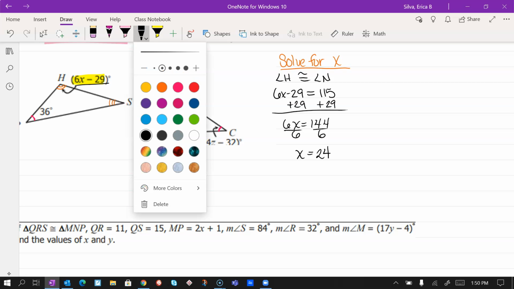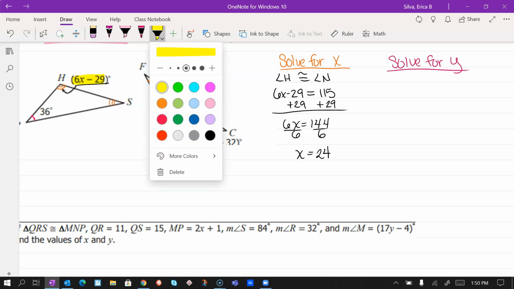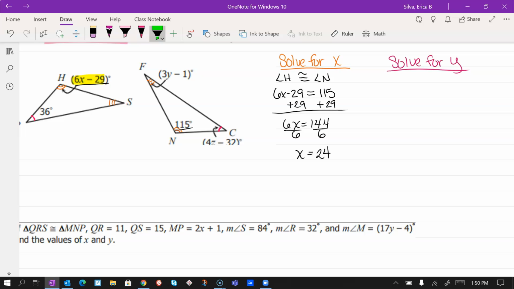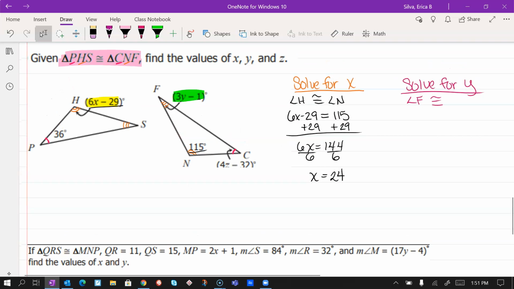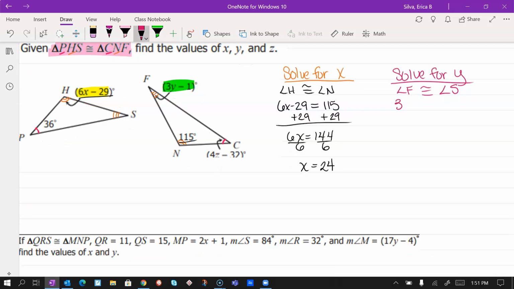All right. Now let's solve for y. Let's look for the statement that says y, our expression. 3y minus 1, that's angle F. So let's go ahead and put the measure of angle F is congruent to what angle measure? Angle S. Angle F is 3y minus 1.